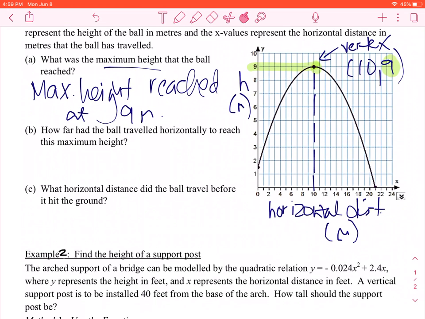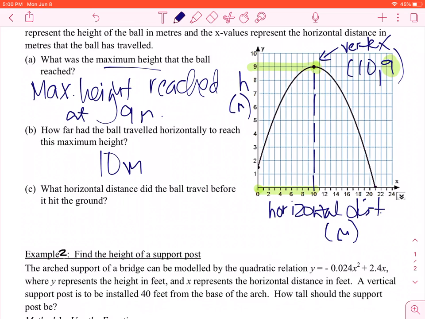How far had the ball traveled horizontally to reach that maximum height? From 0 to 10, it took 10 meters of horizontal distance to reach that vertical height of 9 meters.